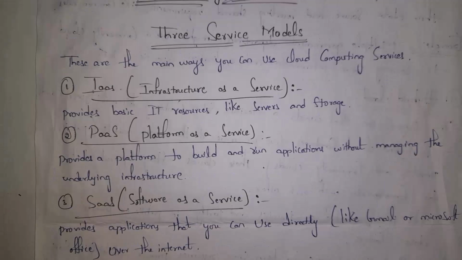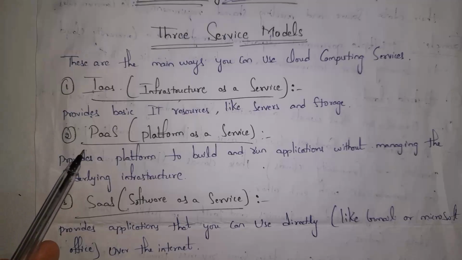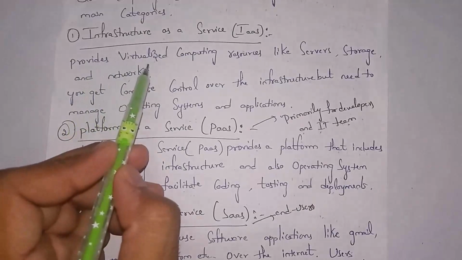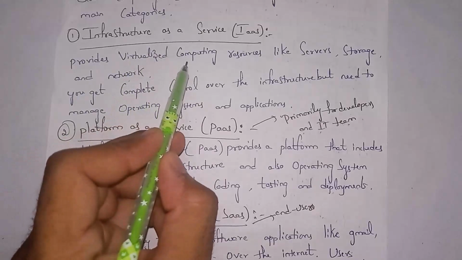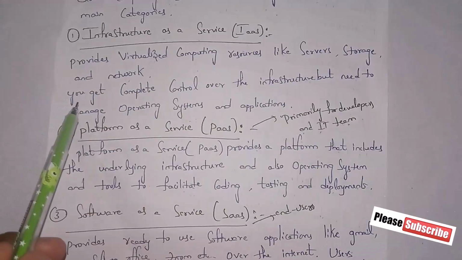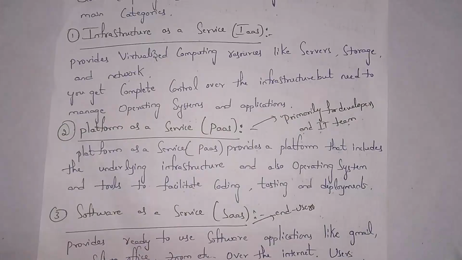Next I will explain the three service models of cloud computing. Guys, cloud computing provides three services. They are infrastructure as a service, platform as a service and software as a service. I will explain each of them in detail. At first I will explain what is IaaS. Infrastructure as a service provides virtualized computing resources like servers, storage and network. You can get complete control over the infrastructure but need to manage the operating system and applications.